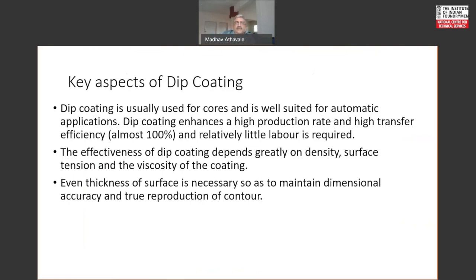Even thickness of surface is necessary so as to maintain dimensional accuracy and true reproduction of contours. I mean, those of you who are designing patterns and core boxes are already familiar that while designing them, to ensure that casting dimensions are finally met, you provide allowances for coating thickness as well.